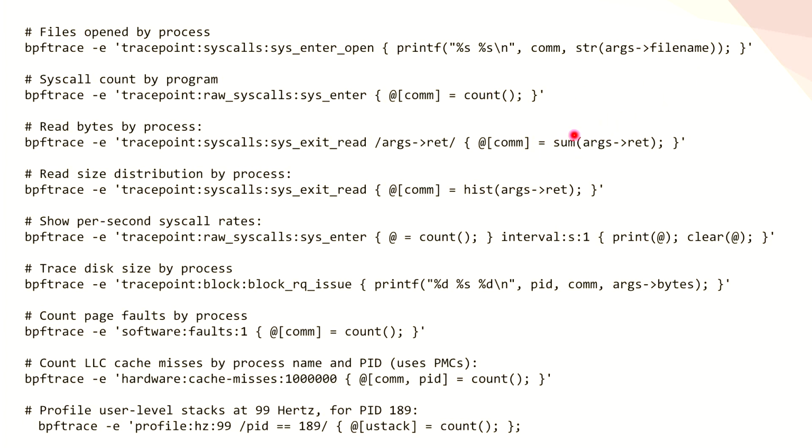This is a case of summing, so rather than just counting, we might want to sum the number of bytes that are being read. That's an example of that. Here's our histogram we talked about. That's how you would create a histogram. All these different things that we can put together. We can do printf, we can do multi-dimensional arrays, all sorts of stuff.